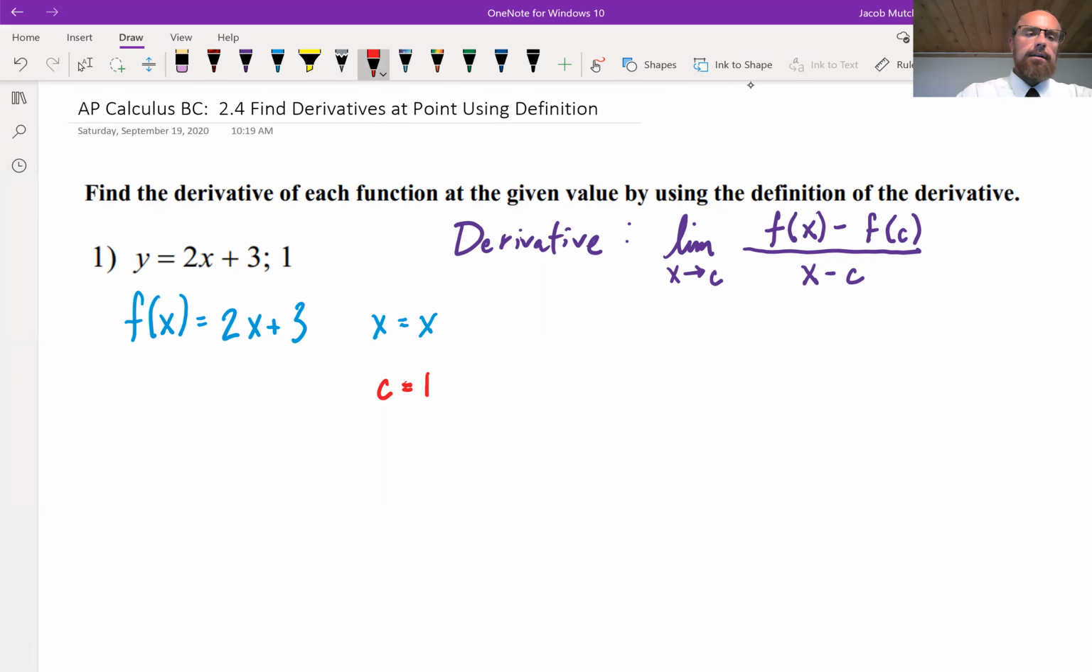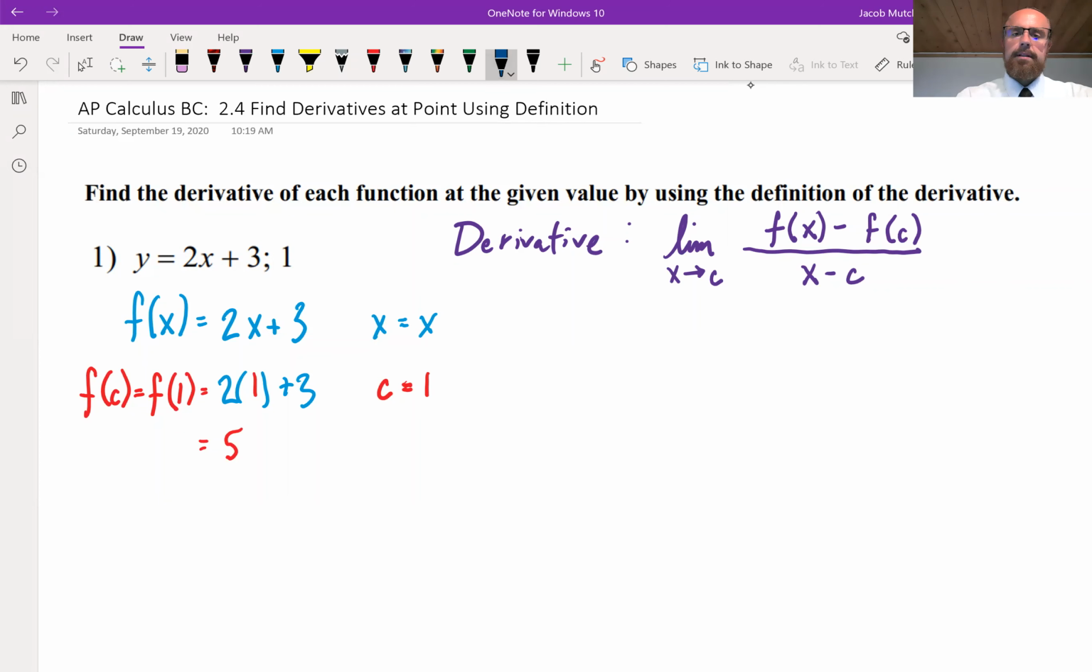F at c then is equivalent to f at 1. So to calculate that, we want to just substitute in this value of 1 for x. So it's 2 times parentheses 1 plus 3, and then I want to evaluate. I'm going to use that as a numerical number. So that's 2 times 1, or 2 plus 3 is 5. So f at c has the value of 5. So we've got our four pieces laid out. I just need to substitute them into the derivative definition.